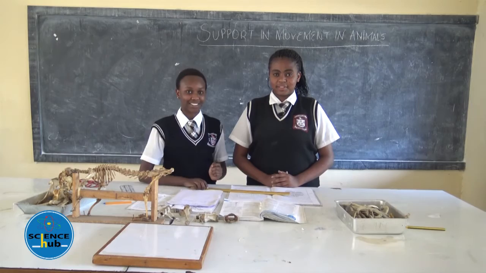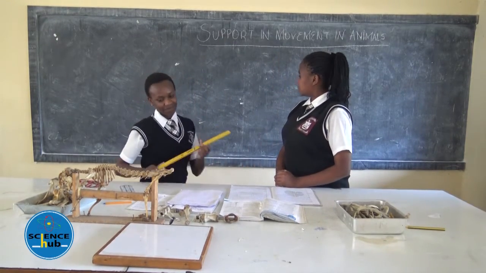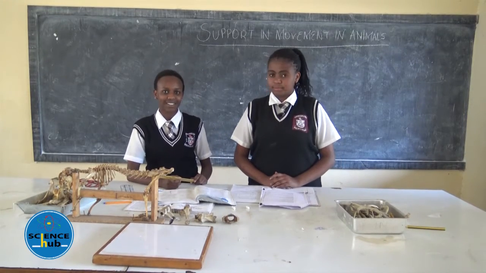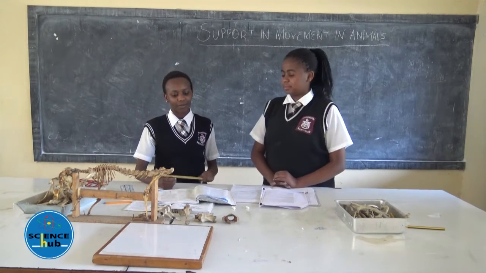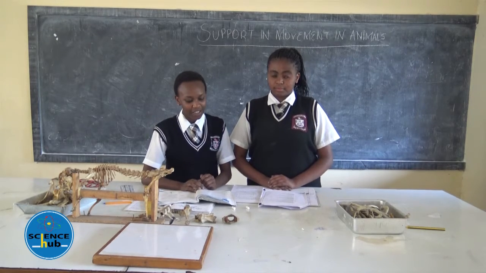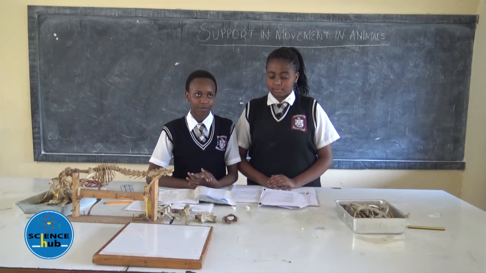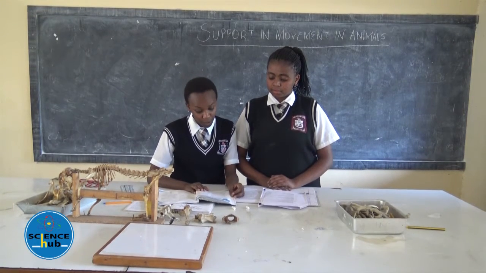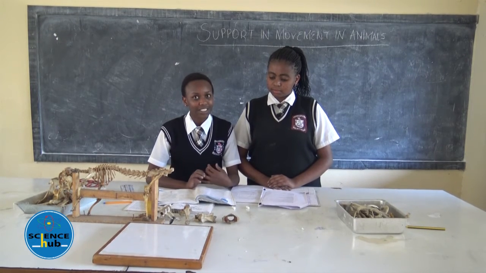Today we will be discussing support and movement in animals. Now, tissues and organs of multicellular organisms require a rigid framework to hold them in position. This framework maintains the shape of the organisms and gives the body its support.